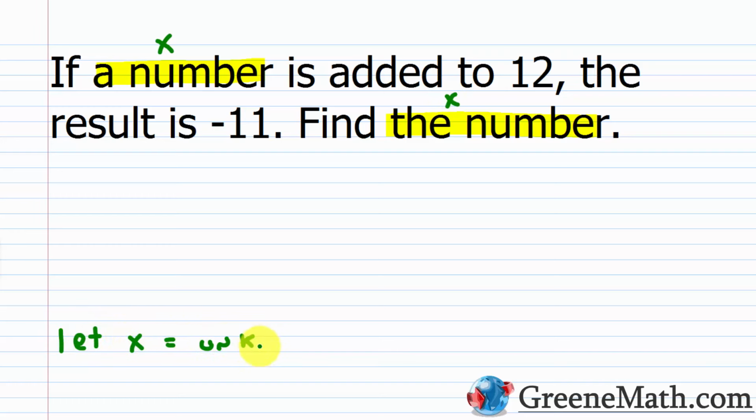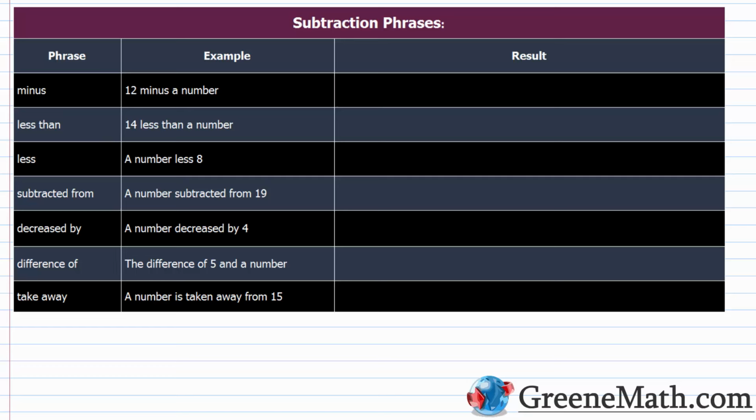All right, let's look at some subtraction phrases. Again, you've got to pay close attention with subtraction because it's not commutative, right? If I have something like 10 minus 5, this is not equal to 5 minus 10. I can't switch the order there like I can with addition. If I had 10 plus 5, that is equal to 5 plus 10. With addition, I can change the order. With subtraction, I cannot. Okay?